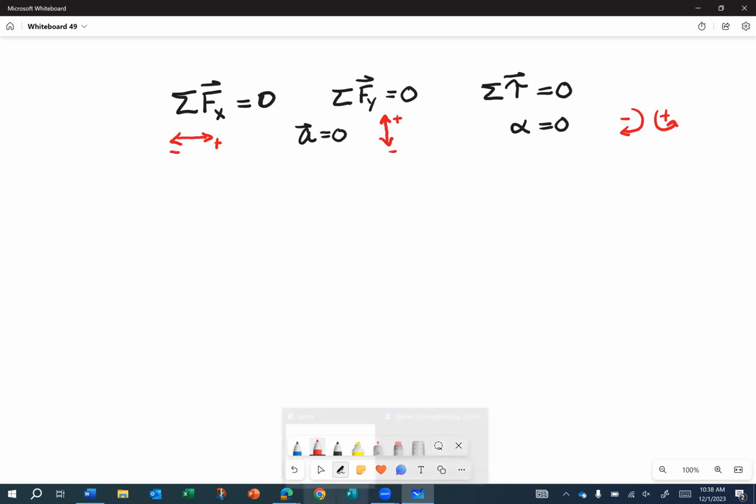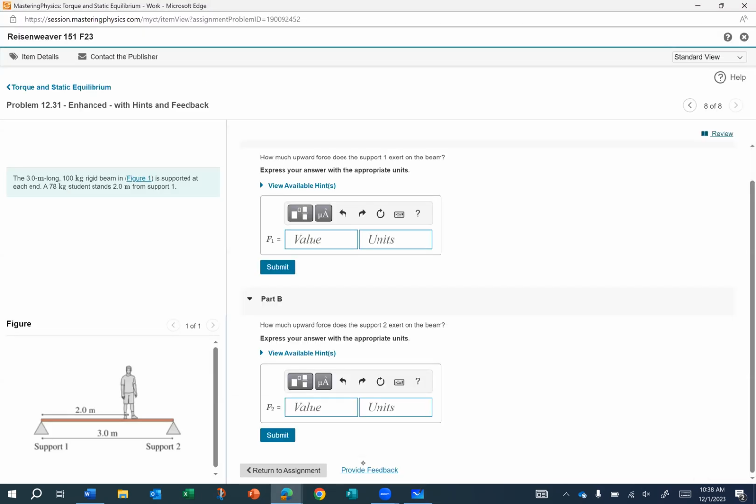So going back and taking a look at this problem in Mastering, we have this figure of a student standing on a beam with two supports, one at each end. The beam is 3 meters long. The student is standing 2 meters along the beam. There are no fixed hinges at either support. So the question is, how much upward force does support 1 exert on the beam and how much upward force does support 2 exert on the beam?